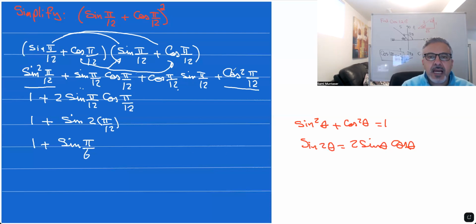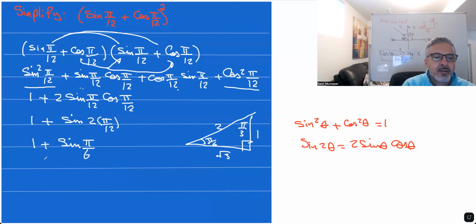And then from the special angle triangle, the 30, or pi over 6 in radians, pi over 3, 60. It's 1, root 3, 2. So sine pi over 6 is 1/2. And therefore, this becomes 1 plus 1/2, which gives me 3/2. And that's the answer for this question.